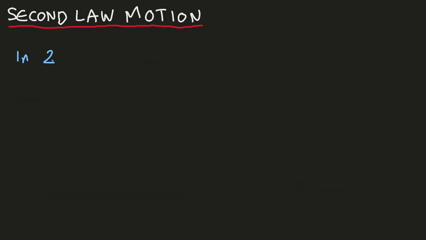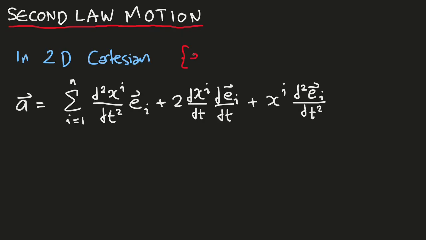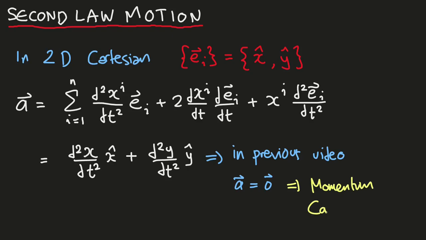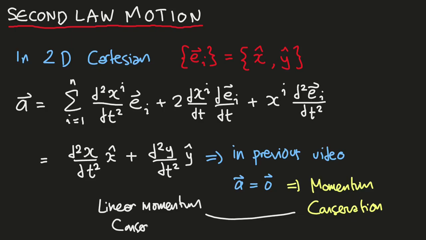In two-dimensional Cartesian coordinates, we will have a vector as before, and now the basis is a set of bases, x hat and y hat. Notice that this is an orthonormal basis and a constant basis. So that means there is no derivative with respect to time for the basis because it is a constant vector. In the previous video, for a vector equal to 0 vector, this will lead us to momentum conservation, or specifically linear momentum conservation of p vector.